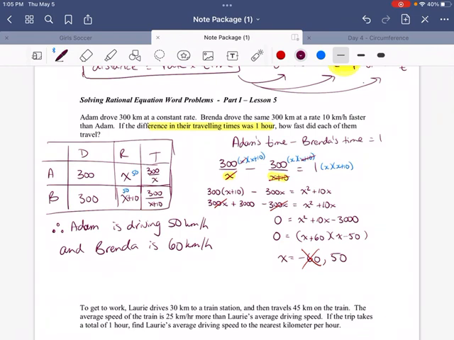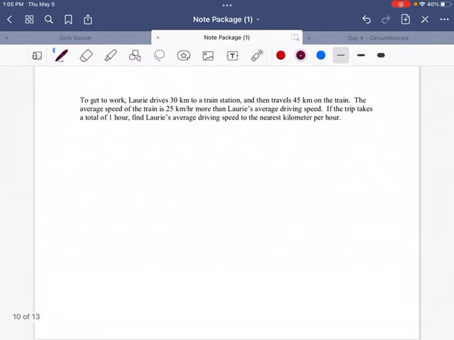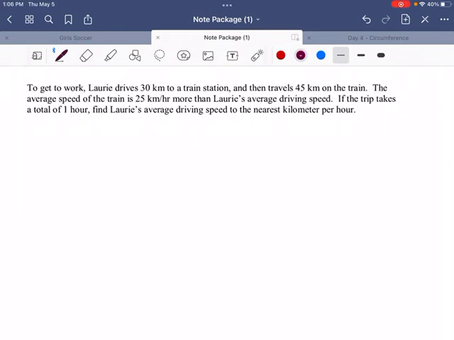To get to work, Lori drives 30 kilometers to a train station and then travels 45 kilometers on the train. The average speed of the train is 25 kilometers more than the average driving speed. If the trip takes a total of 1 hour, find Lori's average driving speed. So again, we need the two times added to each other: the drive time plus the train time equals 1 hour.